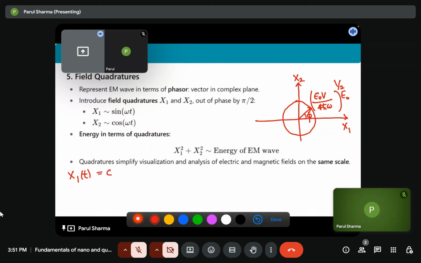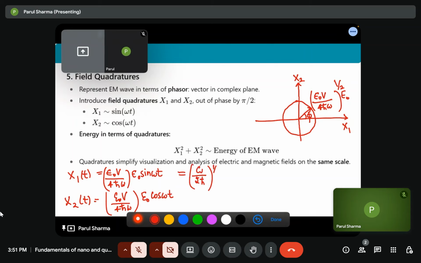So x1 t is equal to epsilon naught v naught sin omega t. And x2 t is equal to epsilon naught v naught cos omega t. We can write it as omega by 2h cross q t. Similarly, 1 by 2h cross omega p t.